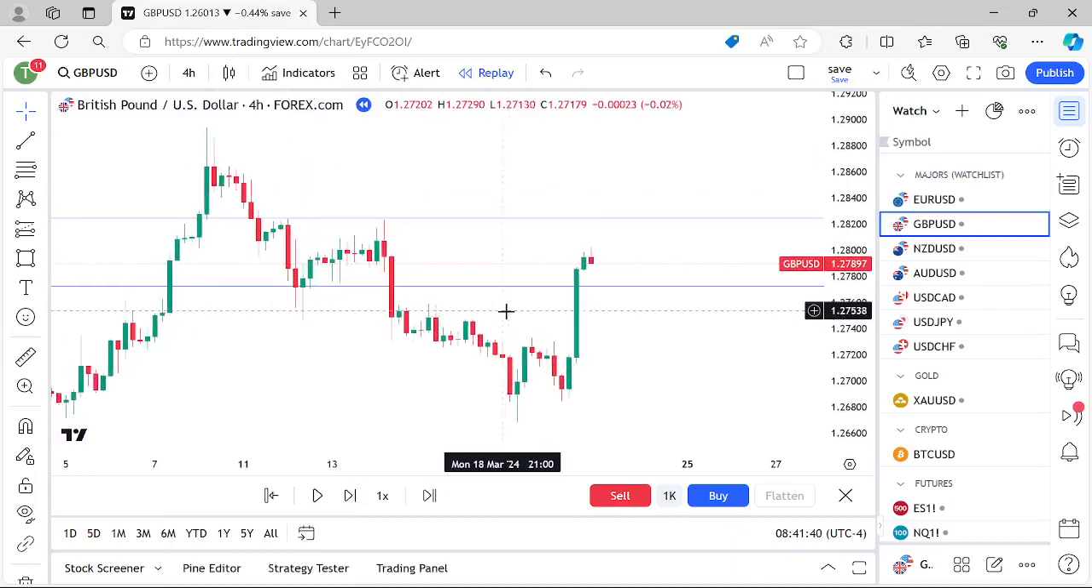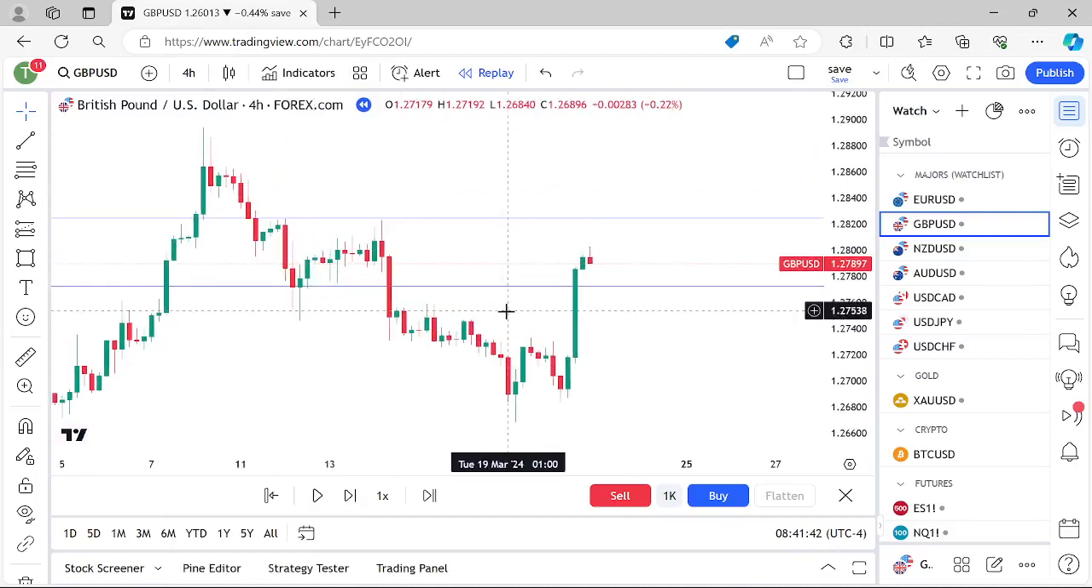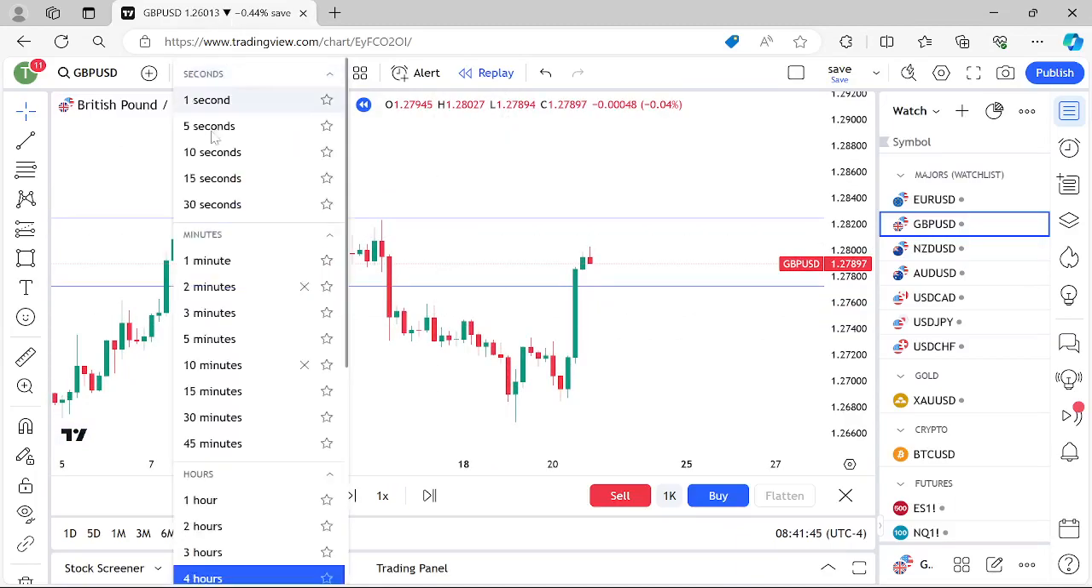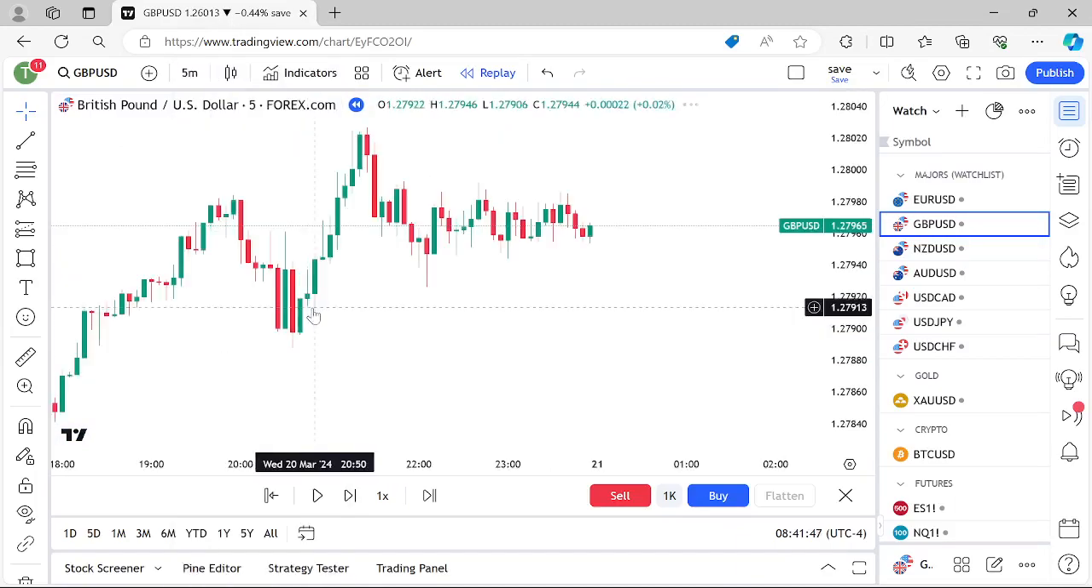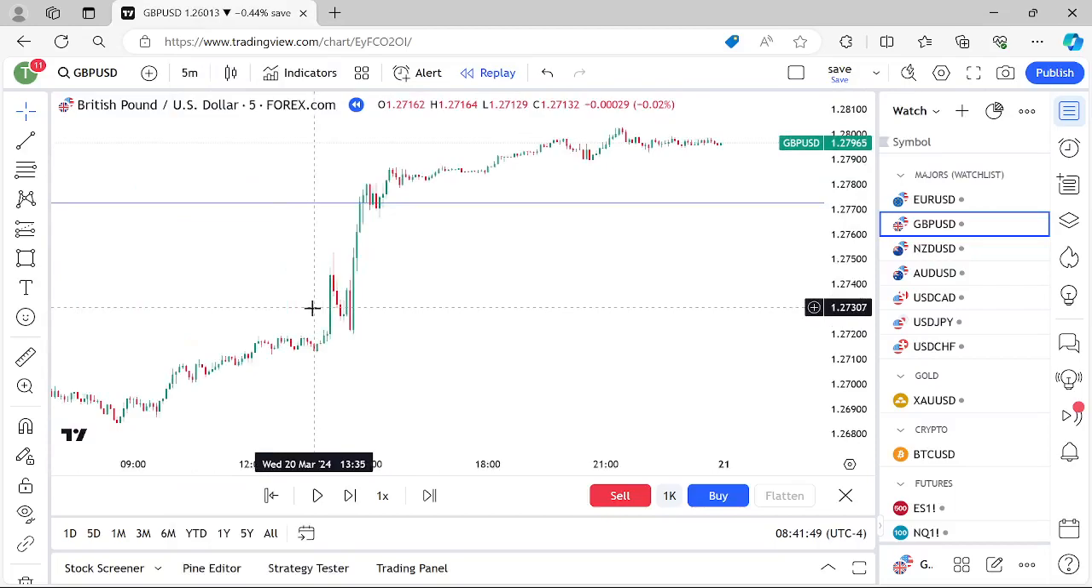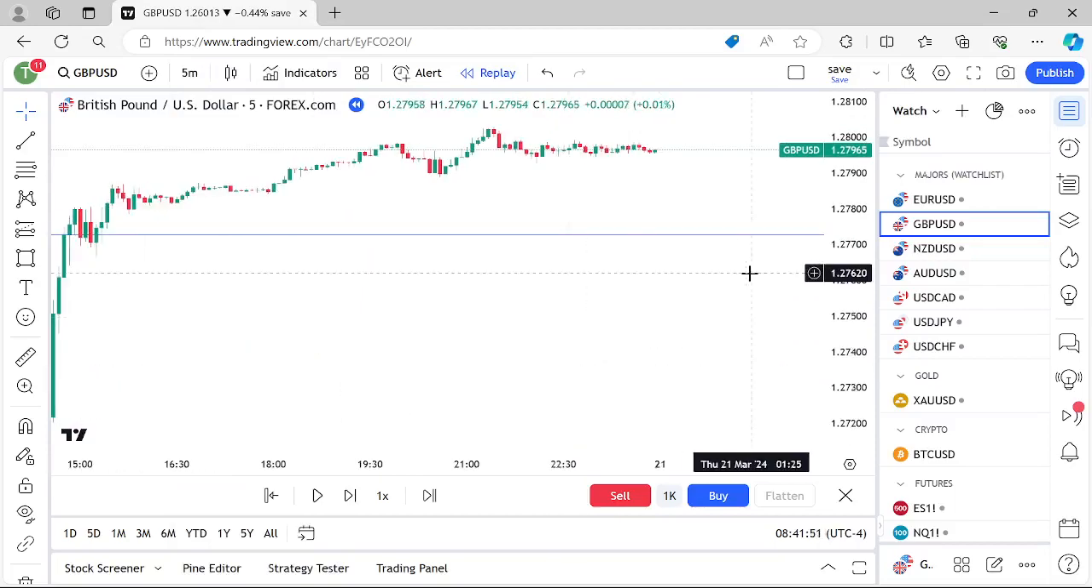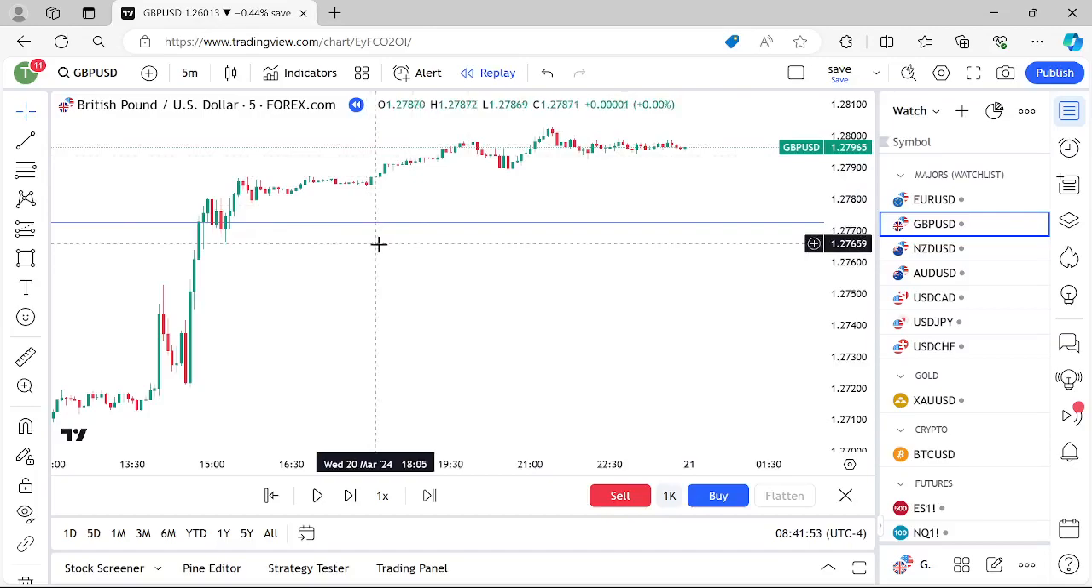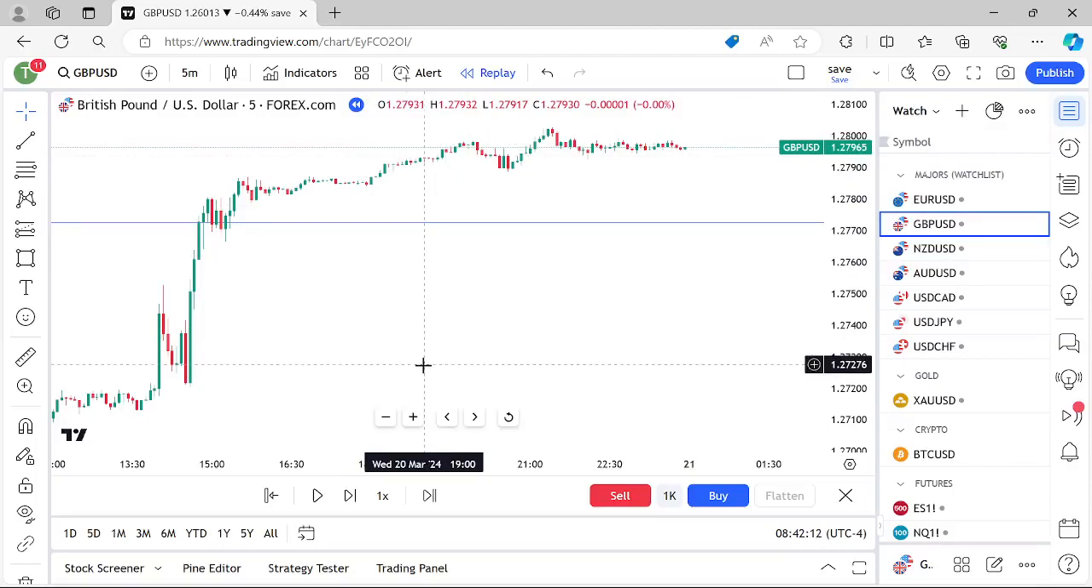All right, so what we had happen here. Oh, and also, one last time, the intraday liquidity pools you need to be aware of. I want you to look at my cursor. See this right here? That is where Asian session begins. So 7 o'clock. See that? 7 o'clock is where Asian session begins. And Asian session goes until midnight.